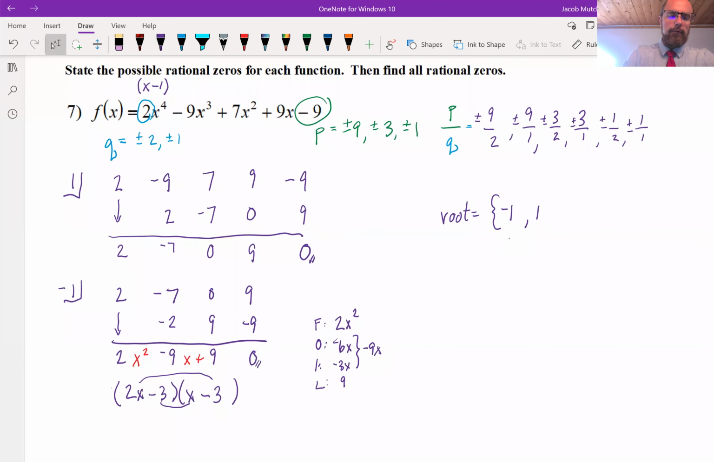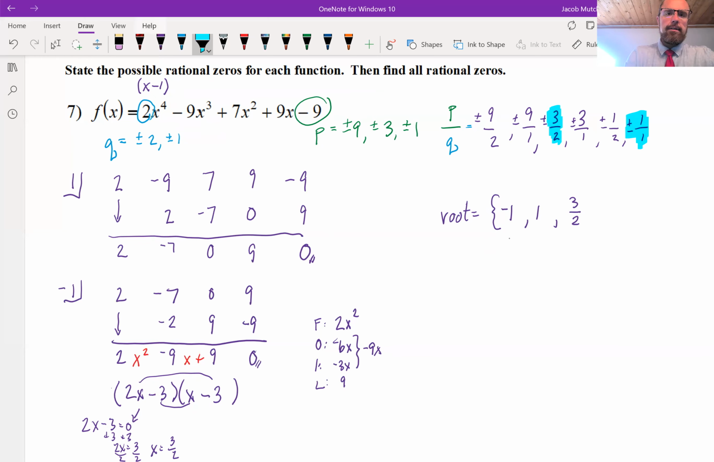I just need to solve them. So I'm going to set them equal to 0. I'll add 3 and divide by 2. And that gives me one of these roots, x equals 3/2. And I can see that is definitely in my possible factors right there, 3/2. In fact, my 1's are there as well.